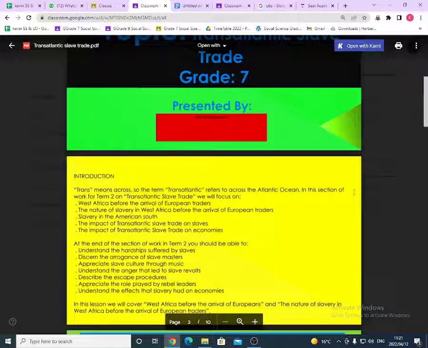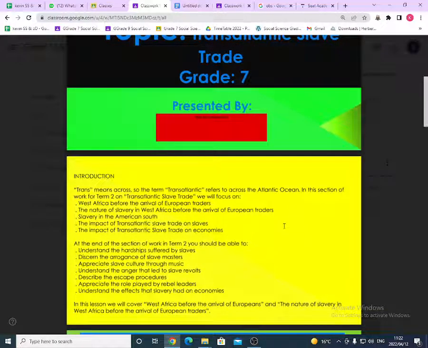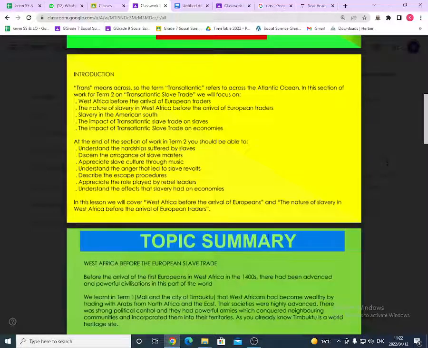We'll focus on West Africa before the arrival of the European traders, the nature of slavery in West Africa before the arrival of the European traders, slavery in the American South, the impact of the transatlantic slave trade on slaves, the impact of the transatlantic slave trade on economies.